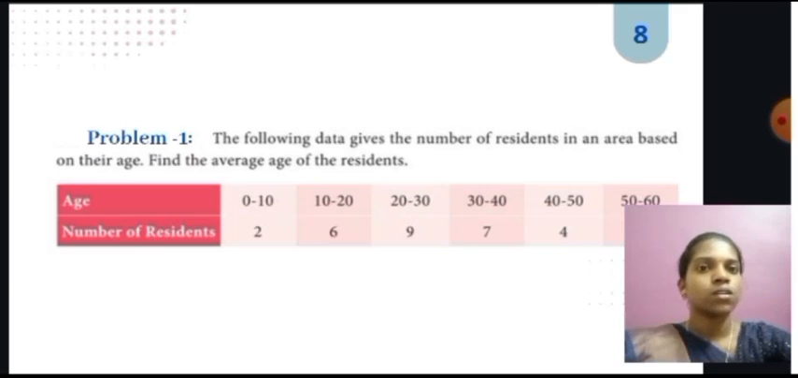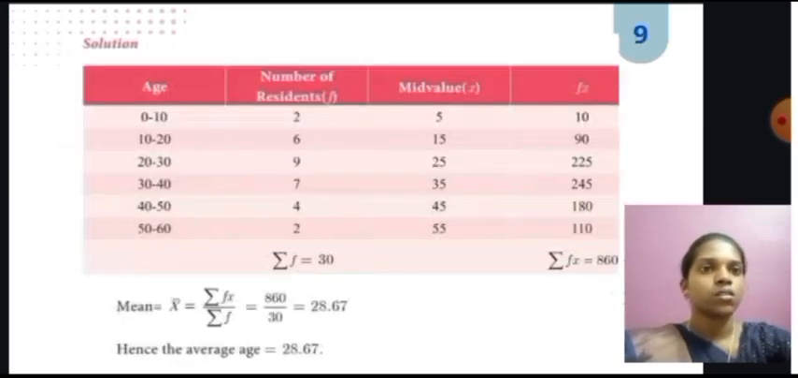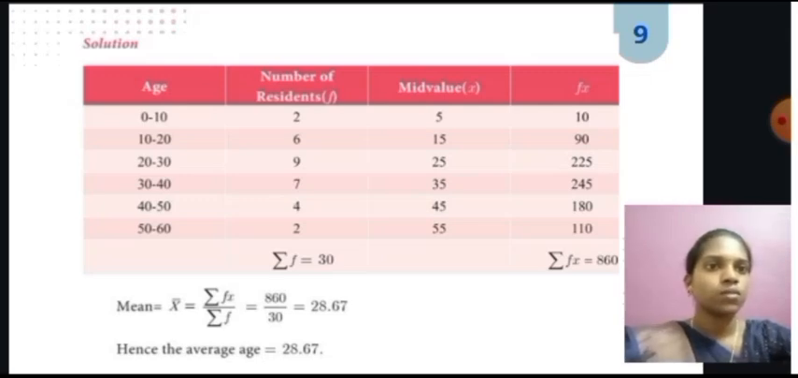So here in the table we can see the age and the number of residents. Now let's see the solution. So here I have tabulated the age, number of residents, mid value and fx. So fx is nothing but multiplying the number of residents and the mid value.